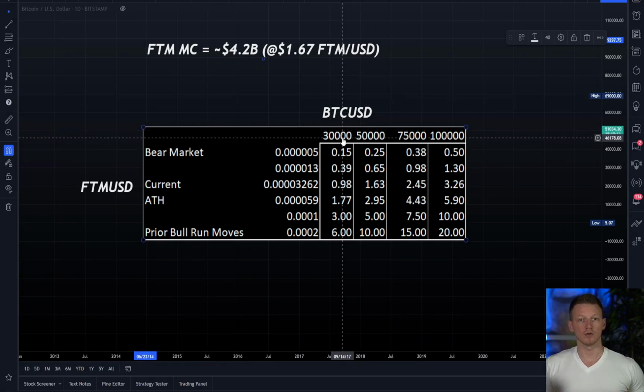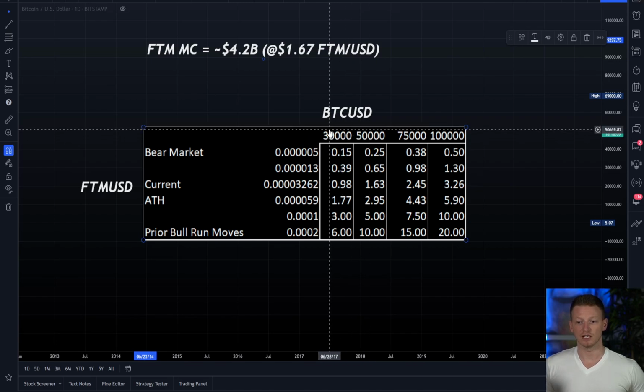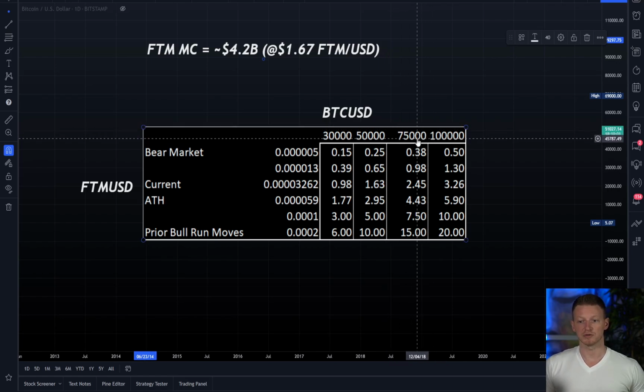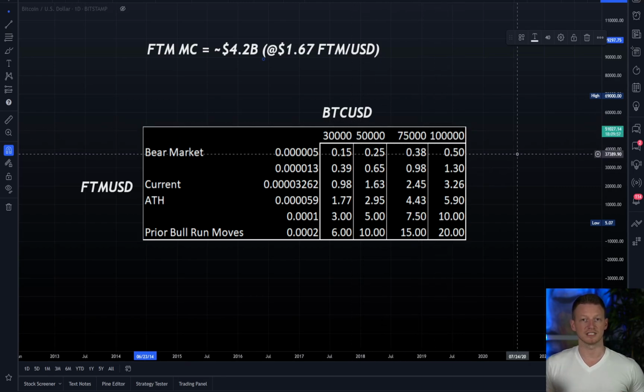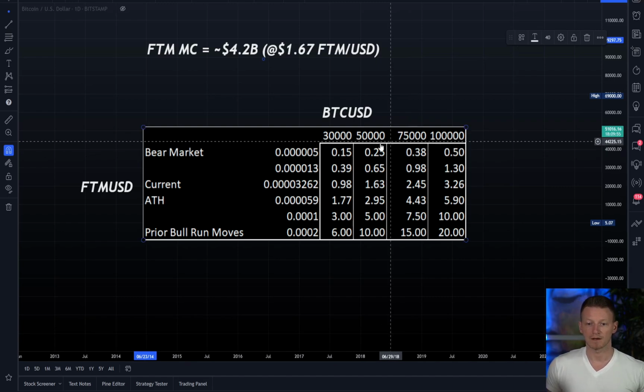So we're looking at the low that we hit in July of around $30,000. We're looking at $50,000, which is where we're currently at, plus or minus. Then we're looking at $75,000, which would be a nice move to the upside, and $100,000, which would be essentially a 2x for Bitcoin. All right.